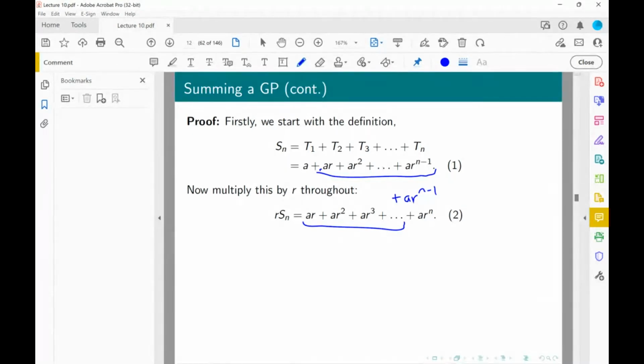So Sn is A plus AR plus AR squared all the way up to AR to the n minus 1. R times Sn is AR plus AR squared all the way up to AR to the n minus 1 plus AR to the n again. What do we notice about just the underlined parts?